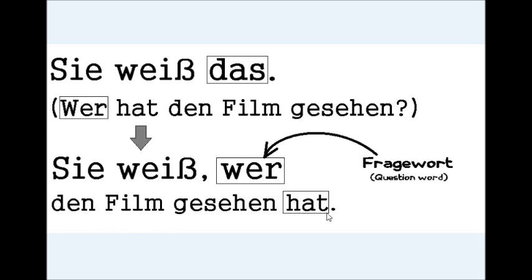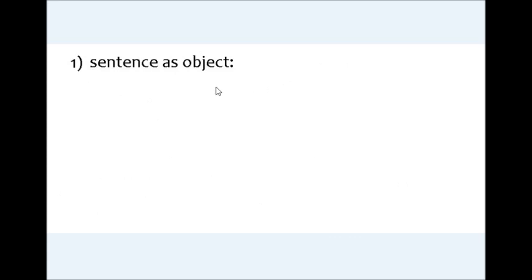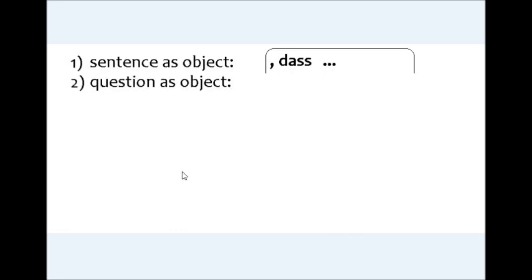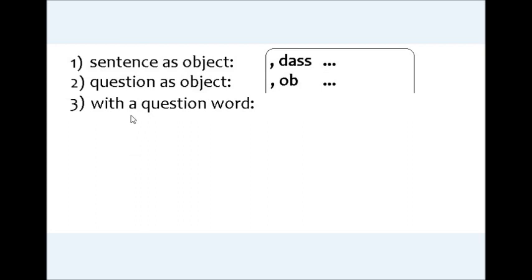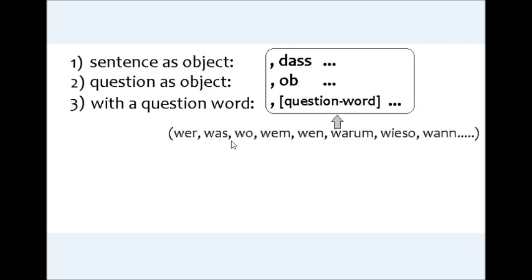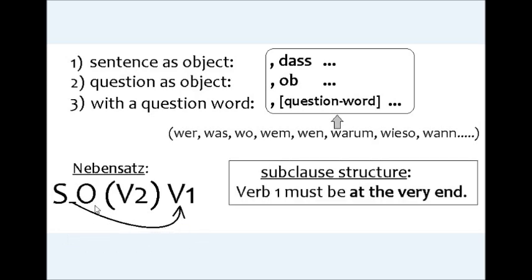So let's take a look at what we've learned. If you want to use a sentence as an object, use comma, dass, and then the subclause structure. If you want to use a question as an object, use comma, ob, and the subclause structure. If the question, however, has a question word, use comma and the question word plus subclause structure. Question words are, for example, wer, was, wo, wem, wen, warum, wieso, wann, those W words. The subclause structure is simply the normal word order, but with the first verb at the end of the sentence.